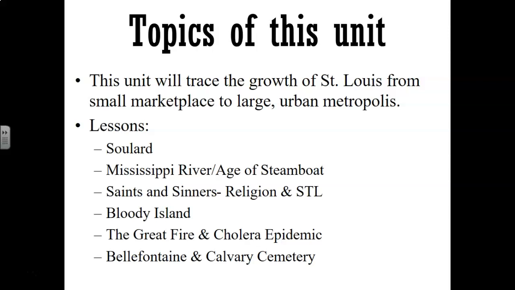We'll then take a look at Bloody Island, which is where St. Louis gentlemen dueled if they got into arguments with each other. For those of you who are familiar with the Hamilton story, you know all about dueling. And then in 1849, we're going to have two major disasters that impact St. Louis history: the Great Fire and the cholera epidemic. Because of the cholera epidemic, St. Louis is going to need some new cemeteries, and that leads to the development of Bellefontaine and Calvary cemeteries.